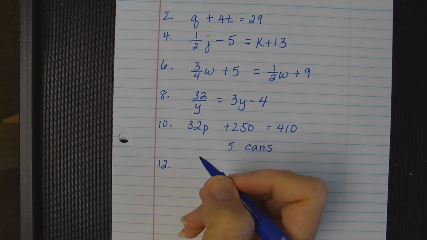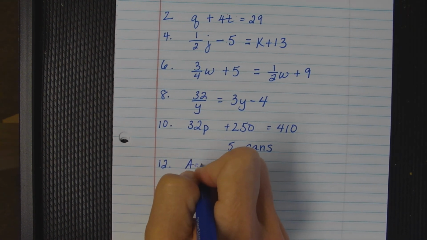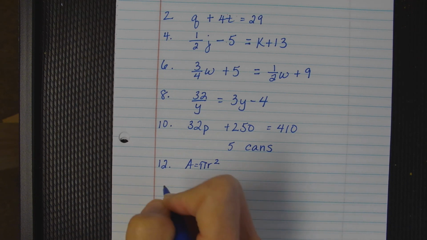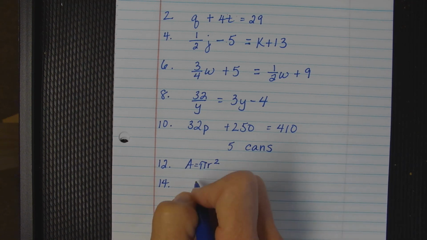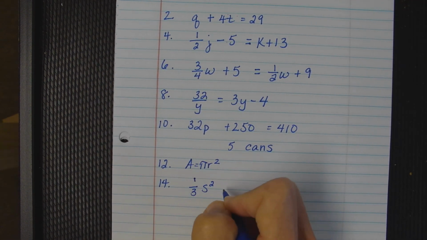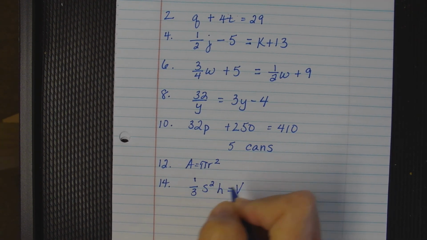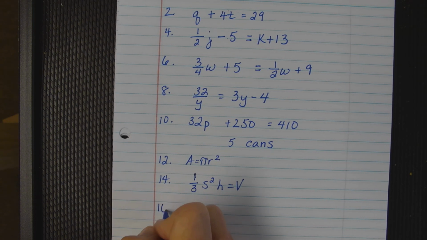Number 12, these are the formulas. I did some of these with you. That's the area of the circle. 14 was hard. I'm pretty sure I did that with you, right? Did I do 14? Yeah. 1/3 S squared H equals V. 16.